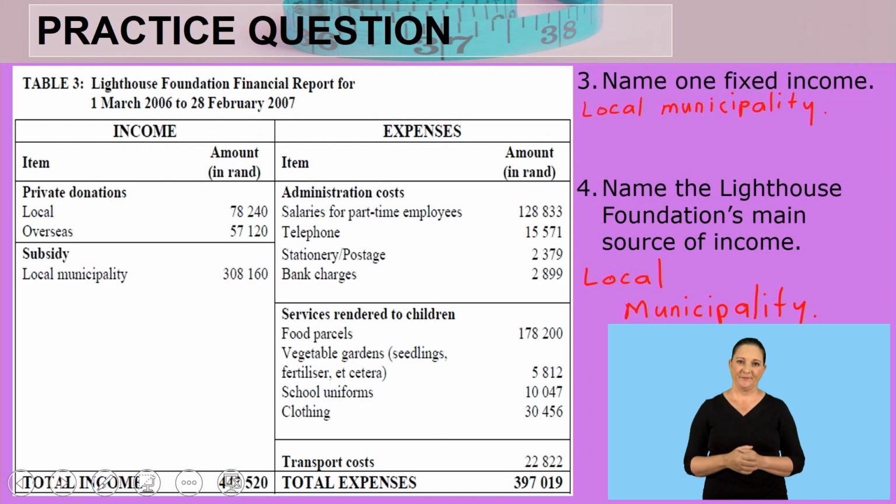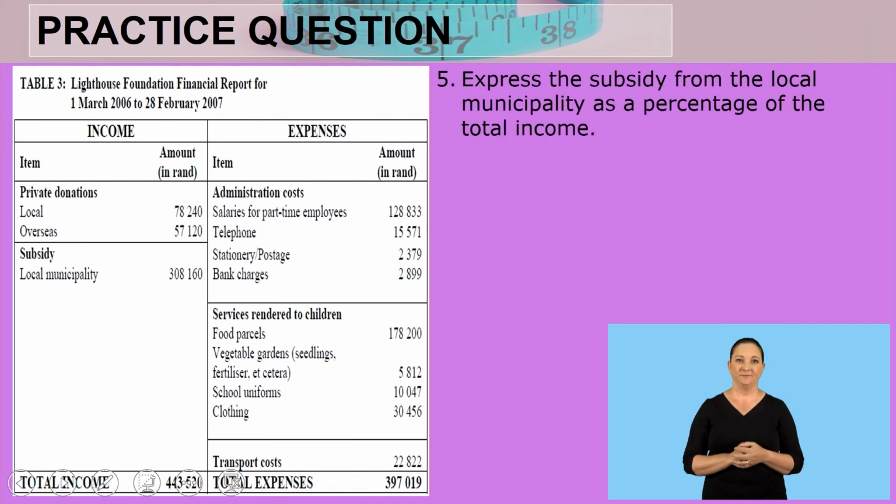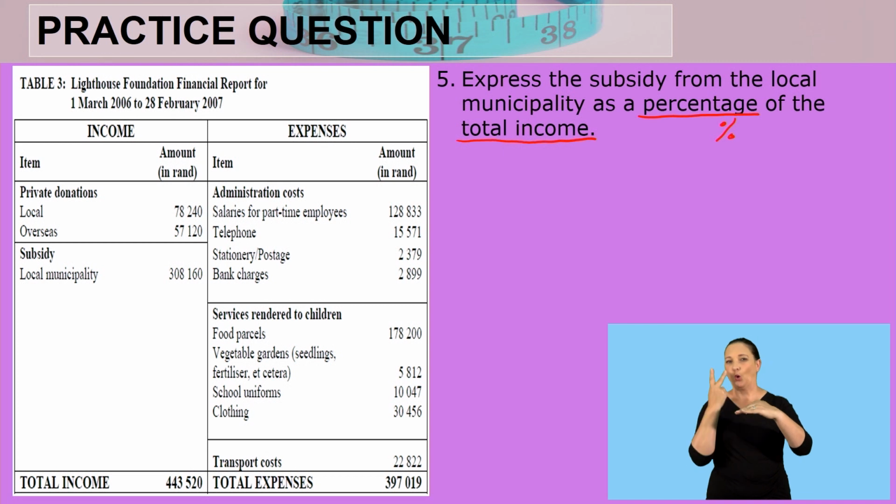Let's carry on. Question 5. Express the subsidy from the local municipality as a percentage of the total income. All right. So percentage, we know we need the percentage symbol. And before we can do that, we need the fraction. So if that's the line of the fraction, at the top, we're going to put in local municipality.